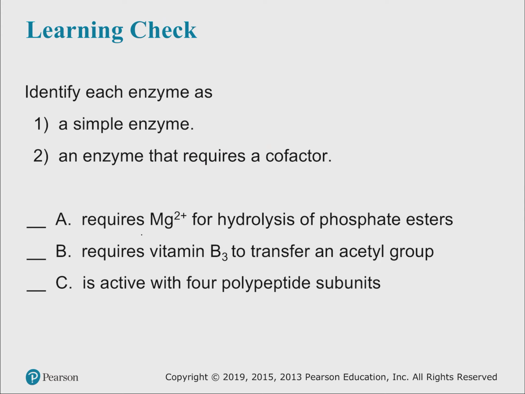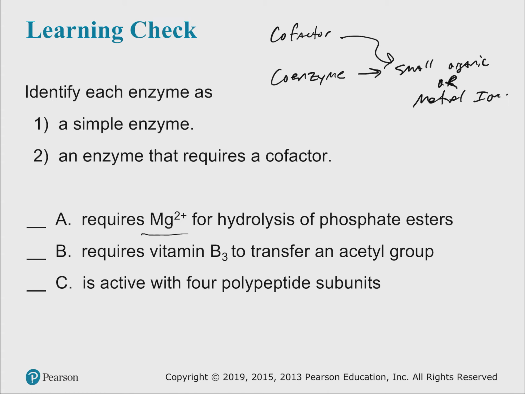Now, the thing you should be focusing on is how to tell if an enzyme is a functioning enzyme with or without a cofactor. These are good questions for that. If it requires a metal ion, and they've changed the definitions recently, but there used to be two terms: cofactor and coenzyme. Actually, that's wrong. The cofactors were small organic molecules or metal ions, and the coenzymes were like vitamins or larger organic molecules.